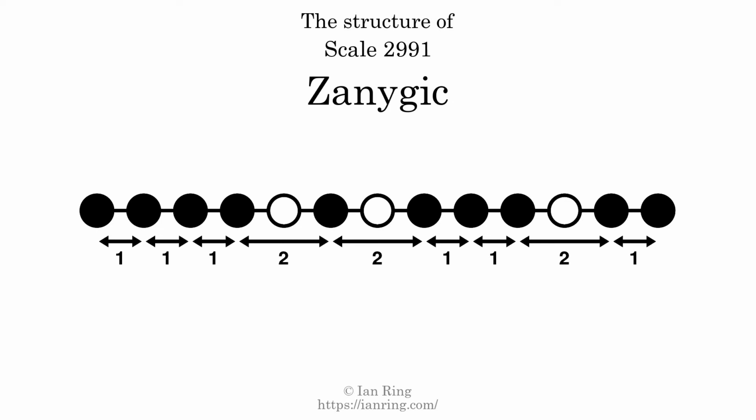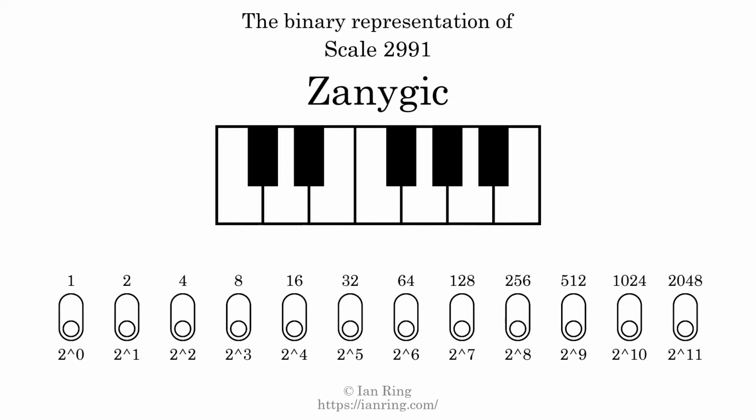The structure of a scale is a description of the interval distance between each successive tone. This scale has a structure of 1 1 1 2 2 1 1 2 1. The binary representation of this scale is determined by mapping tones of the scale to binary digits. Each binary digit represents a power of 2.